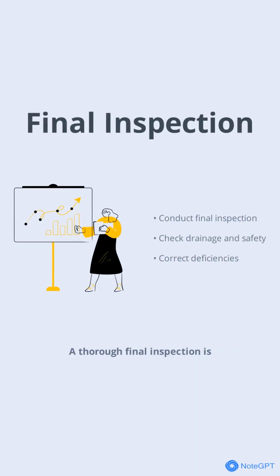A thorough final inspection is conducted once construction is complete. This includes checking the quality of the fill, the effectiveness of drainage facilities, and the condition of safety measures. Any deficiencies should be corrected before the structure is put into use. Final inspections ensure that the project meets all standards and is ready for operation.